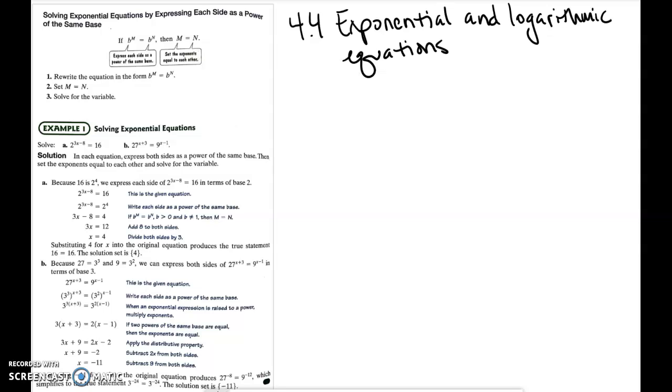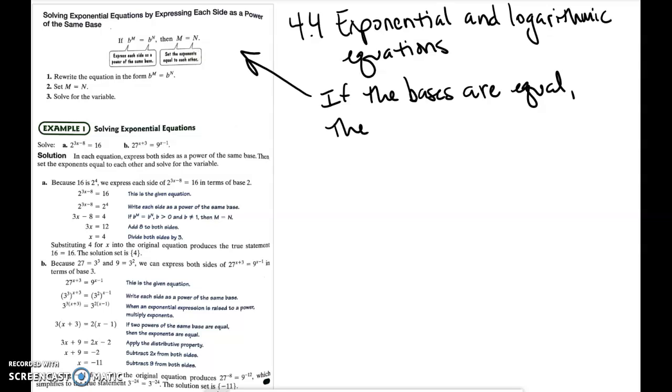So what we're going to do first today is this idea that's copied from your book, solving exponential equations by expressing the powers the same as equal if the bases are the same. So the idea is if the bases are equal, the exponents are equal. So if you have 2 to some power equal to 2 to some power, then those two powers have to be equal. And that's the example that's in A.